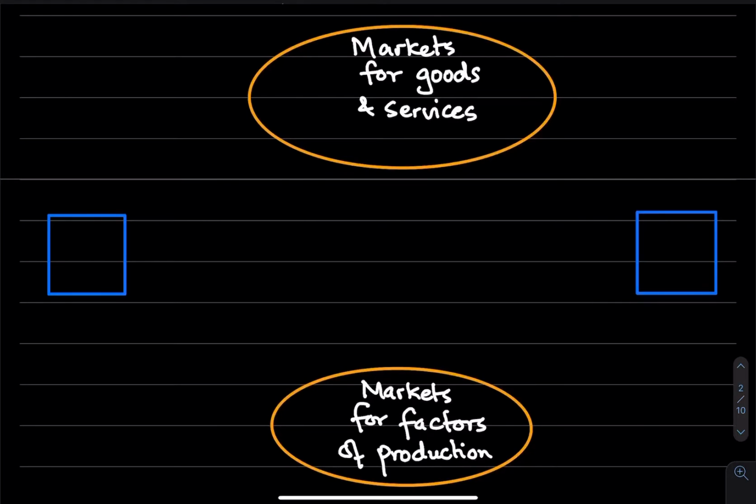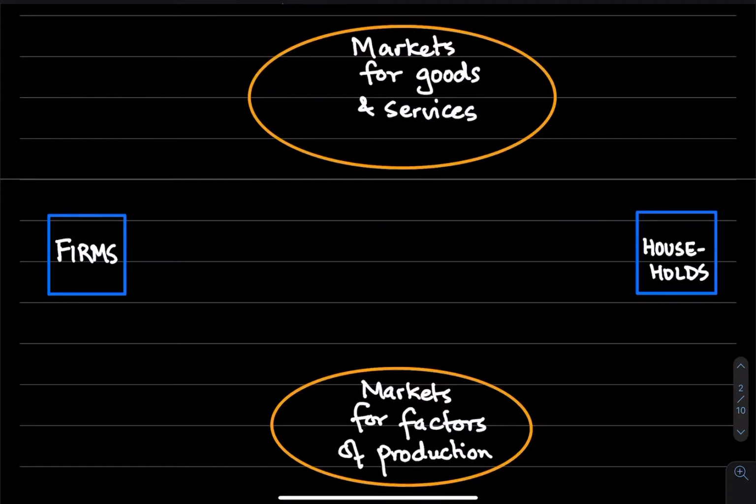Then we're going to list the two players in these blue boxes. So what are our two players? The first one are the firms, and the second one are households. Remember, the firms are producing and selling goods and services, and hiring and using the factors of production, whereas households are buying and consuming goods and services and owning and selling factors of production.